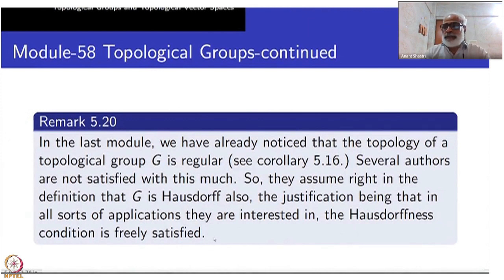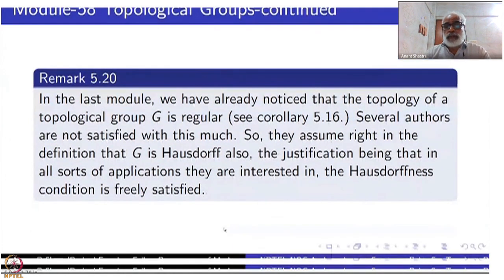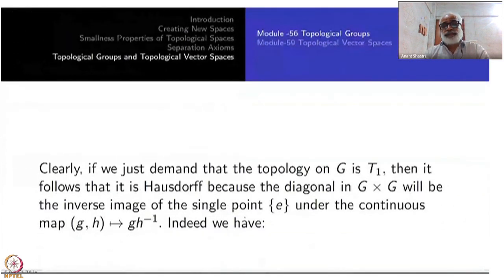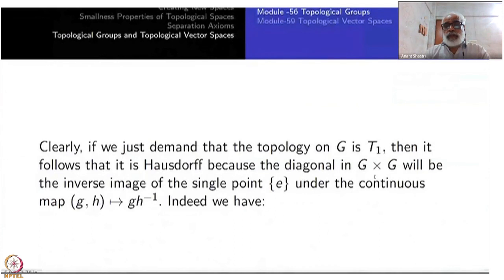So let us see how you can guarantee Hausdorffness with minimal assumption. We have already noticed that the moment it is T1, it will be Hausdorff, T2. Now we would like to show that T0-ness is just enough. Since the map G, H going to G times H inverse is continuous, the inverse image of the singleton set is the diagonal in G cross G. So if the singleton set is closed, the diagonal will be closed, so it will be Hausdorff. That is clear. So T1-ness is enough.